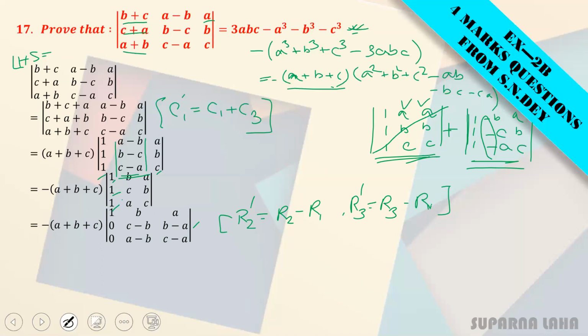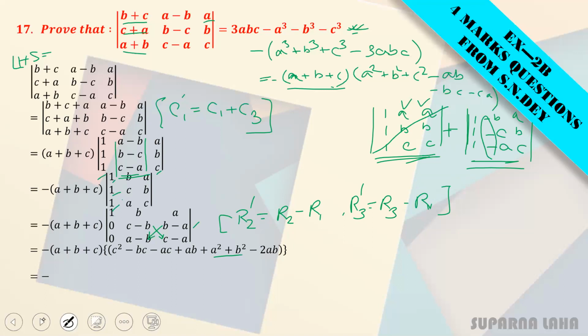Clear? So now just break this determinant. So you will find this c minus b into c minus a. So multiply it, and a minus b into b minus a. So that means taking minus common. So minus minus plus, and this is a square plus b square minus 2ab.